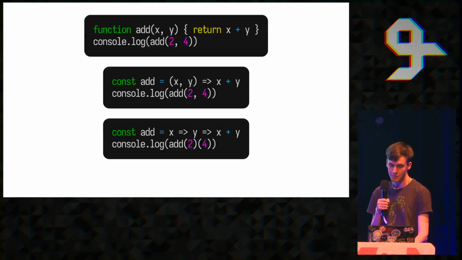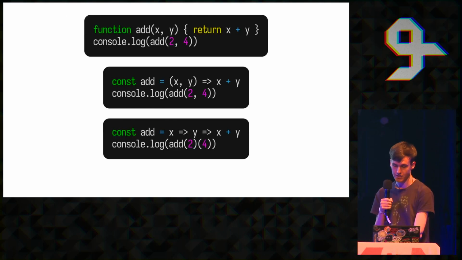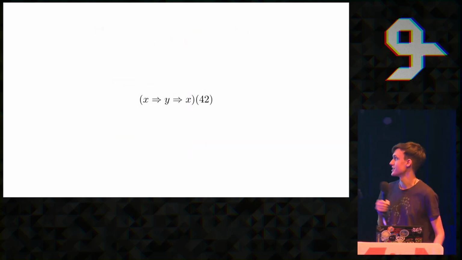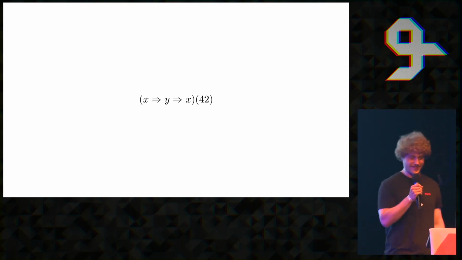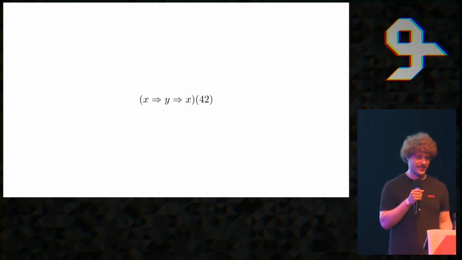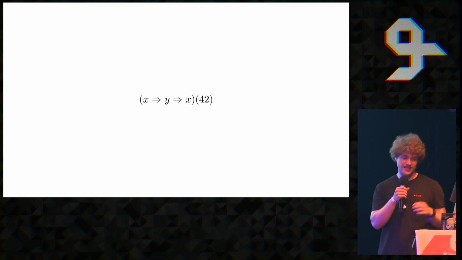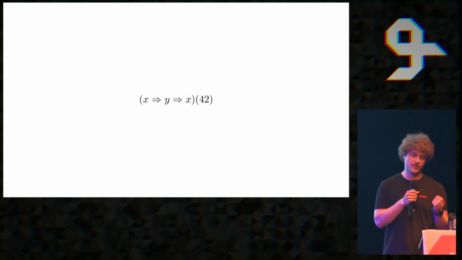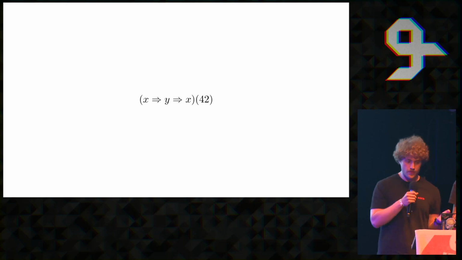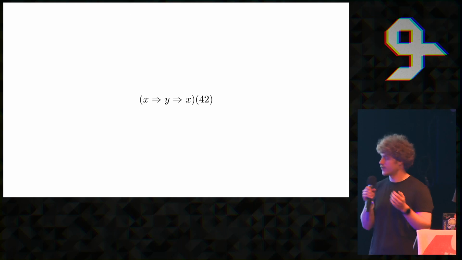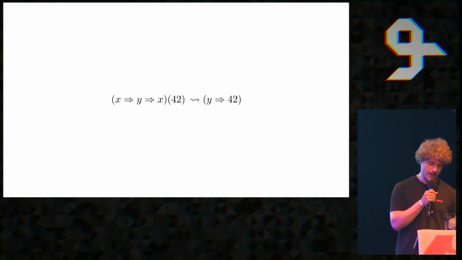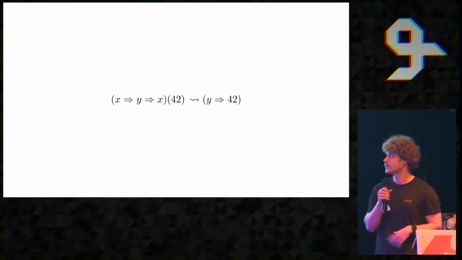And now we can go further. Yeah, so I'm not really that JavaScript guy, so let's do a more mathematical notation. We can write x, right arrow, y and x, and if we apply the 42, we just take the x from the left-hand side, remove it, and then we replace all occurrences of x with the 42. So we get a function that goes from y to 42, because we replace the x.